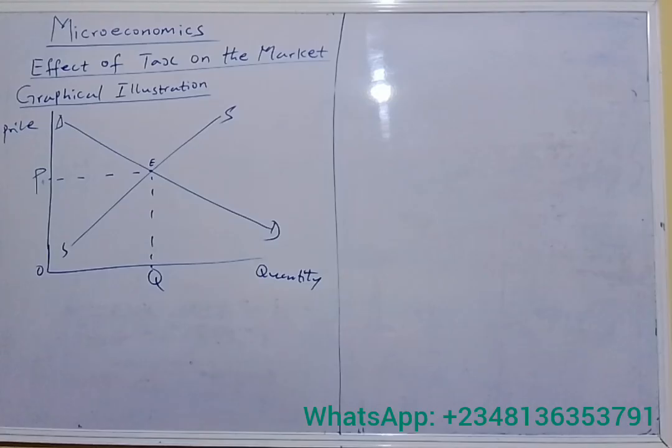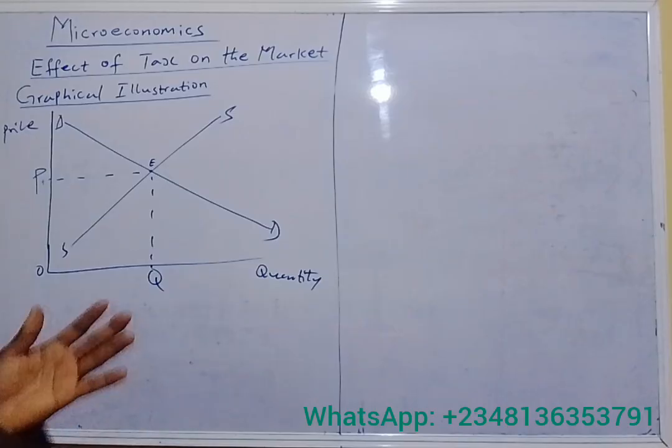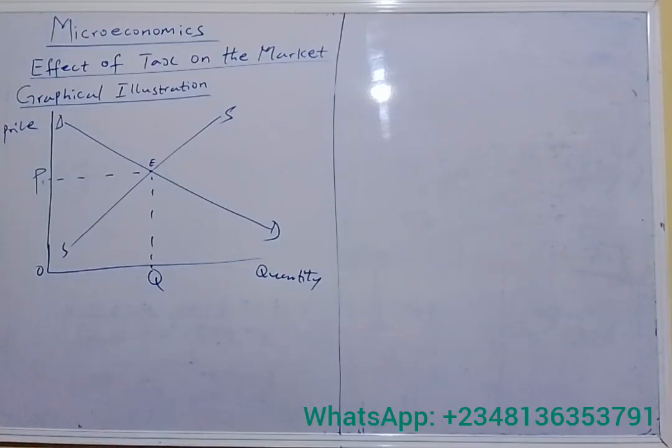Now, suppose the government imposes a tax on the seller. Mind you, whether the government imposes a tax on the seller or on the buyer, the effects on the market are going to be the same. So let's first take, for instance, the imposition of a tax on the seller.